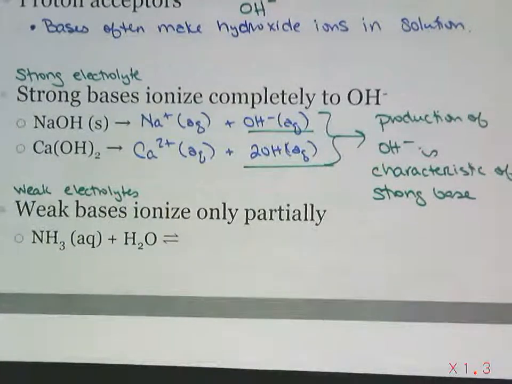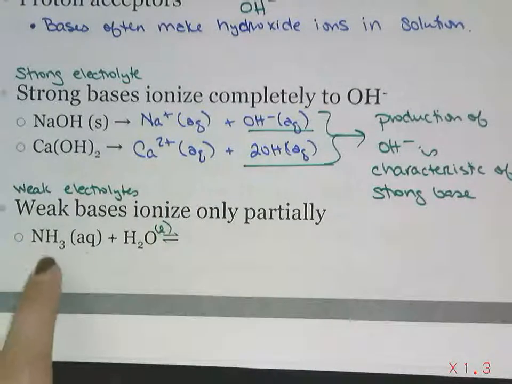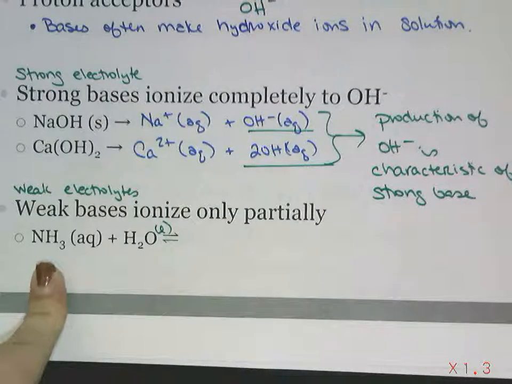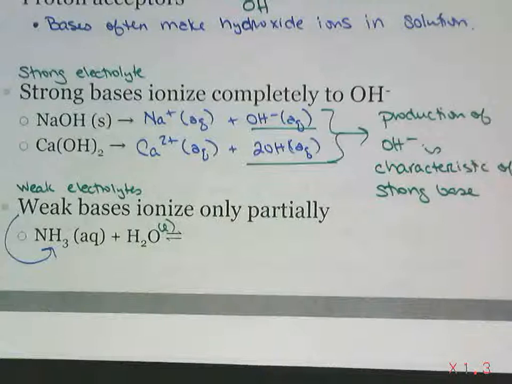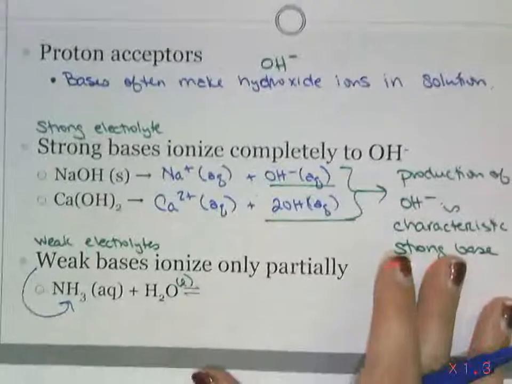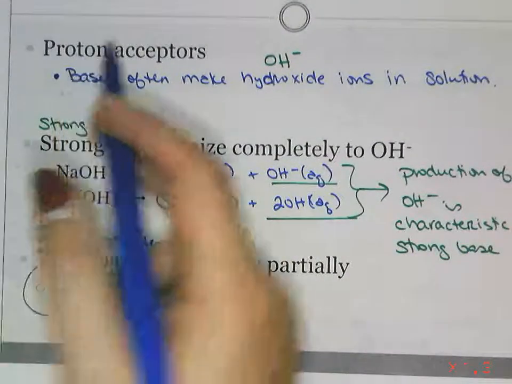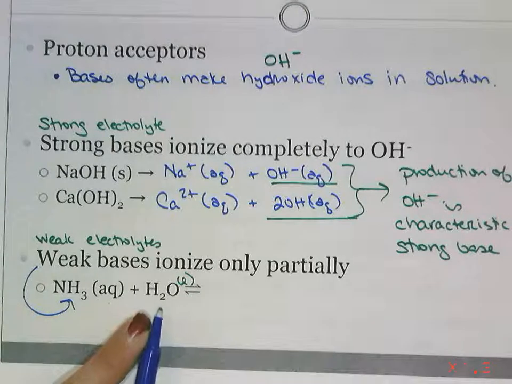And they ionize only partially. Oh, I forgot my L on water. All right, so, does anyone know what this guy is? Ammonia. Ammonia is a weak base. So if it is a weak base, bases accept protons. So if it's accepting a proton, where's the proton coming from? The water. So what would be one of the products I would make? If water's going to give up a proton, what does it leave it with? Hydroxide.